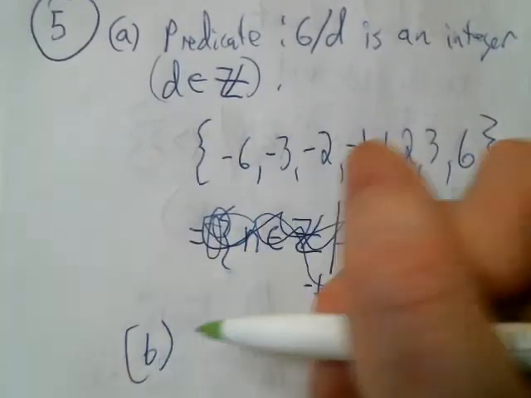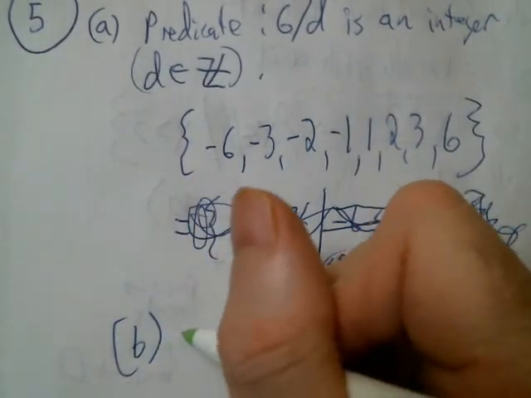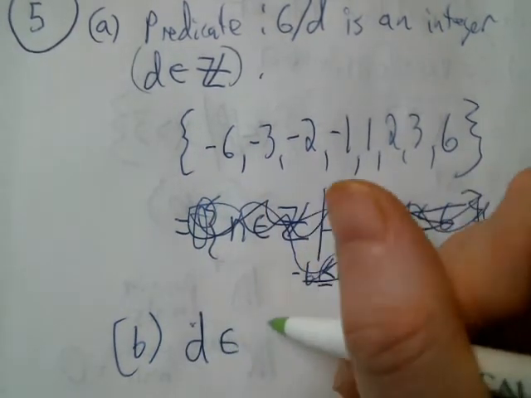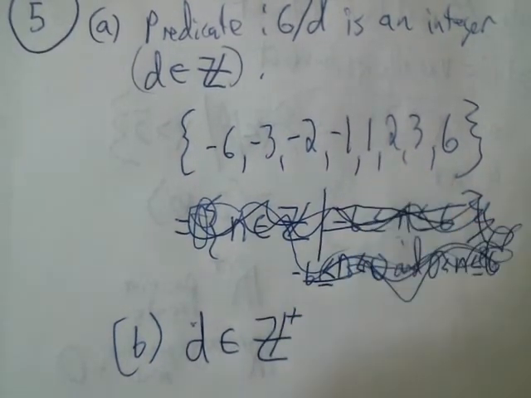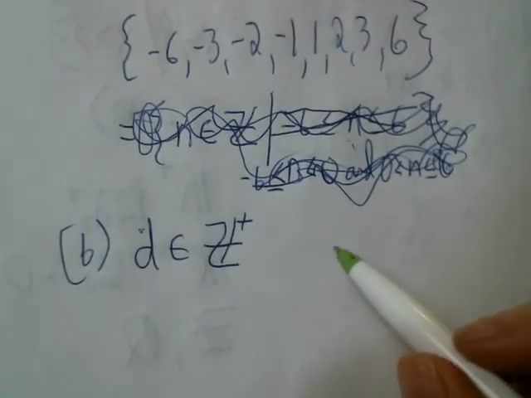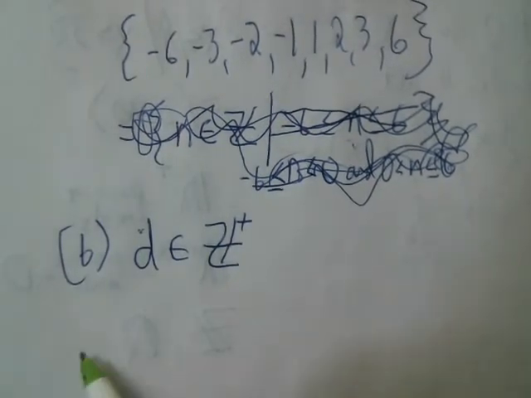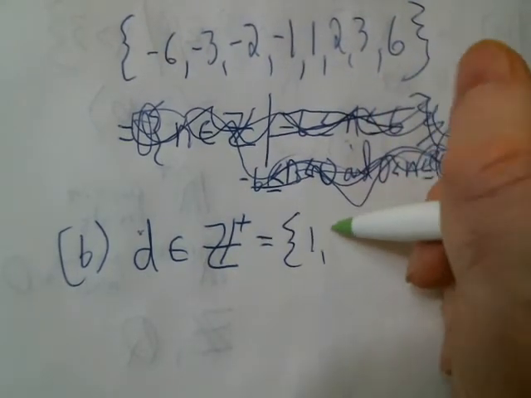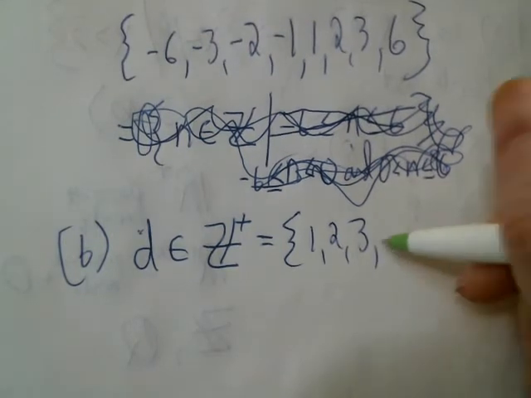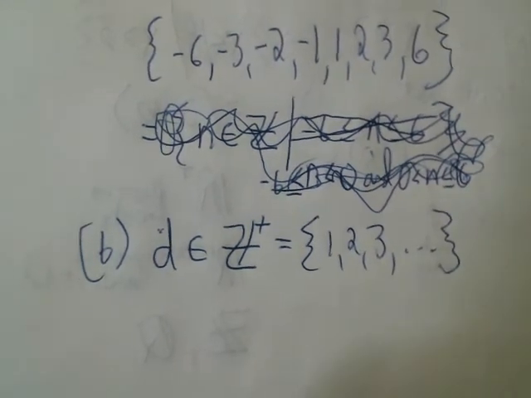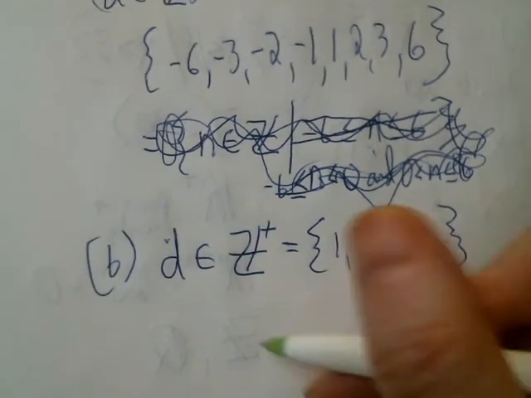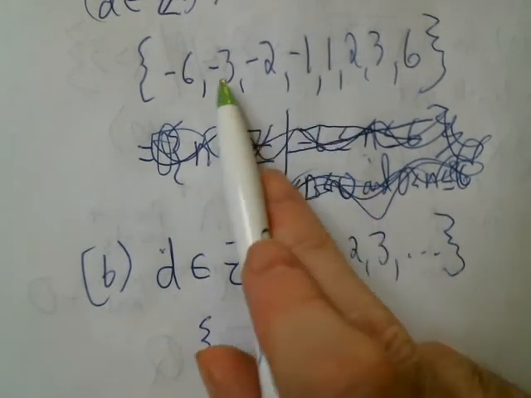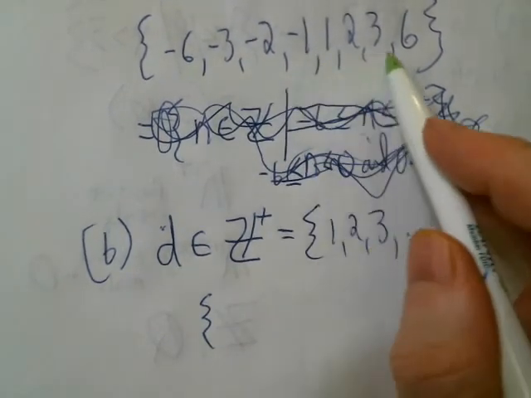All right, part B. The predicate now is 6 divided by d is an integer, but the domain is the positive integers. Okay? So again, the positive integers are just going to be the counting numbers excluding the negatives and zeros. So the positive integers is the set 1, 2, 3, ... means it goes on forever. Okay, so now what is the truth set? The truth set is just going to be a simplified version of this, right? We just throw out the negatives and we have 1, 2, 3, 6.